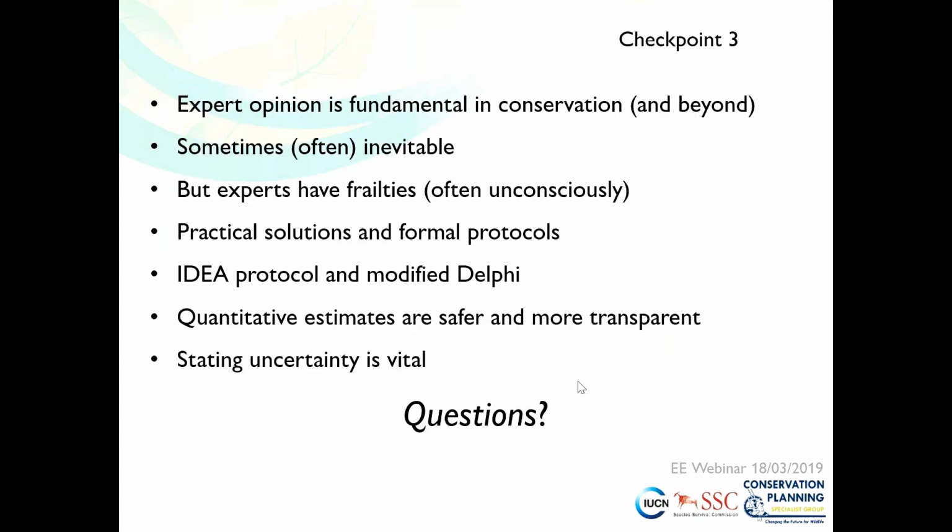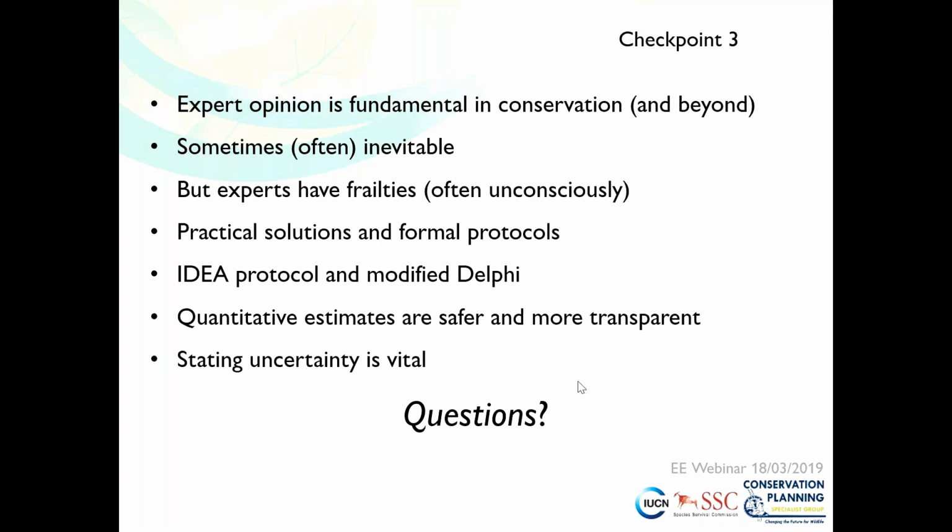Right. So I think we've got time to do the exercise. Let's just recap what I talked about so far. Expert opinion is fundamental in conservation. It's actually inevitable in many cases. Experts have pitfalls, but we can employ some practical solutions: use groups, choose your experts carefully, try to minimize group dynamics and implicit biases. And you can also use formal protocols.